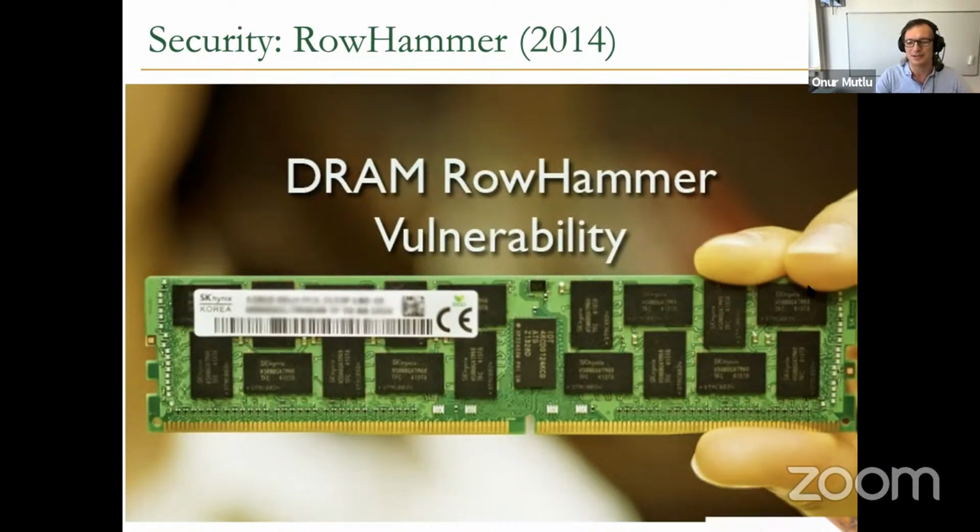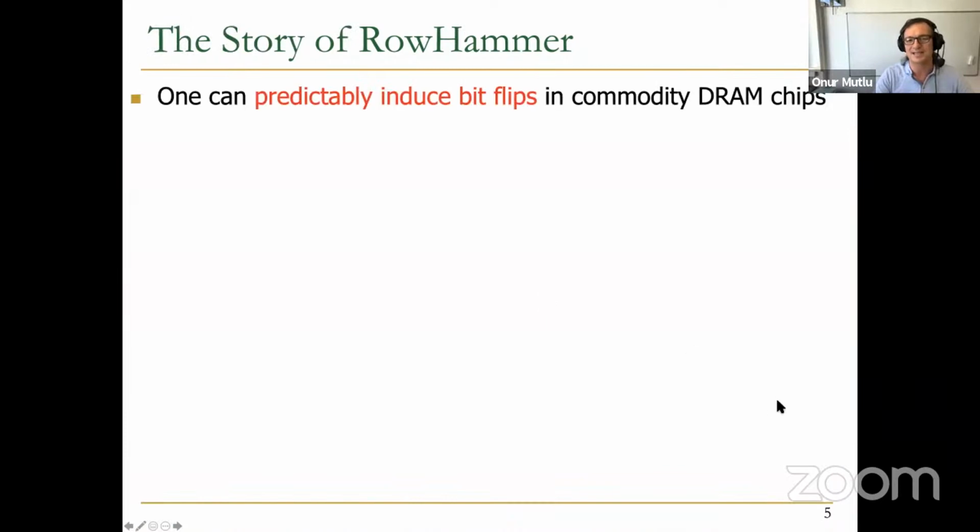But to give you a high-level perspective, essentially, it's the fact that you can predictably induce bit flips in commodity memory chips, DRAM chips. And DRAM chips are employed in almost all computing devices today. Your cell phone has a DRAM chip. Your laptop has a DRAM chip. Any general purpose computer has a DRAM chip. Any special purpose computer also has a DRAM chip. There are very few exceptions, basically.